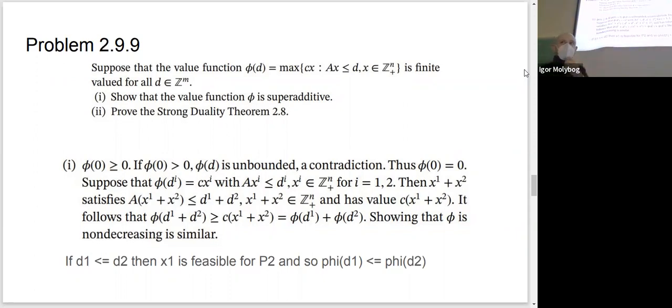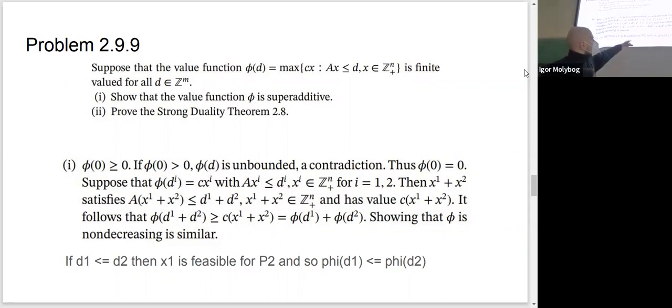Any questions regarding this proof? Okay. Now we need to use a similar technique in order to show that phi is non-decreasing. Just because we remember that in our theorem we were optimizing over super additive and non-decreasing functions. So let's assume that d1 and d2 are actually comparable vectors, and d1 is less than or equal to d2.